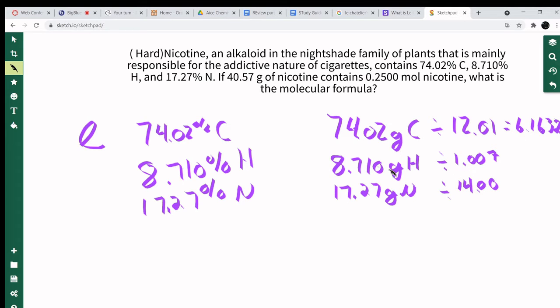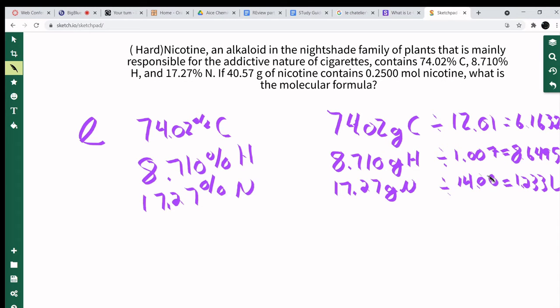Two. 8.6495. And 1.233. 6. Okay? So, we have all of these different amounts.